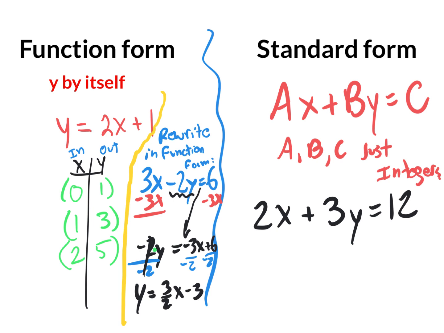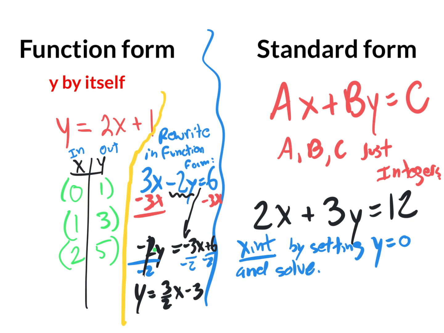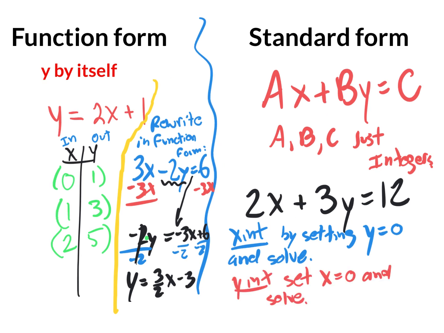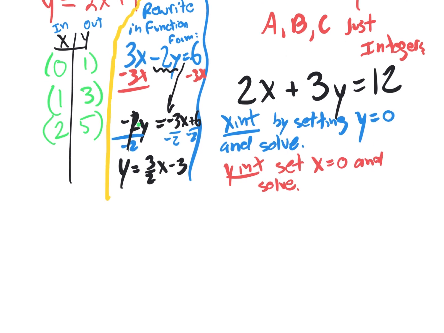So how do we find an X-intercept? You find an X-intercept by setting Y equal to 0 and solving, okay? How do you find the Y-intercept? You set X equal to 0 and solve. Man, this is getting messy. I apologize. But anyway, let me actually show you an example of that. Let me make some space here.